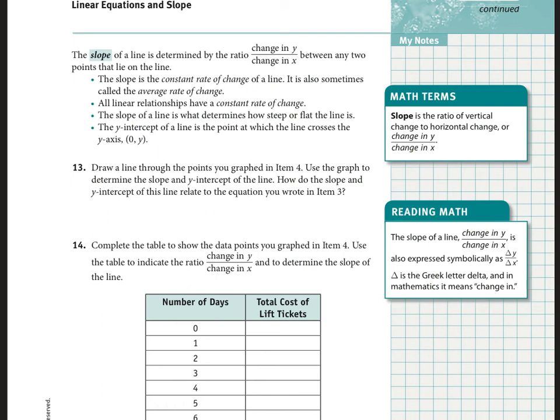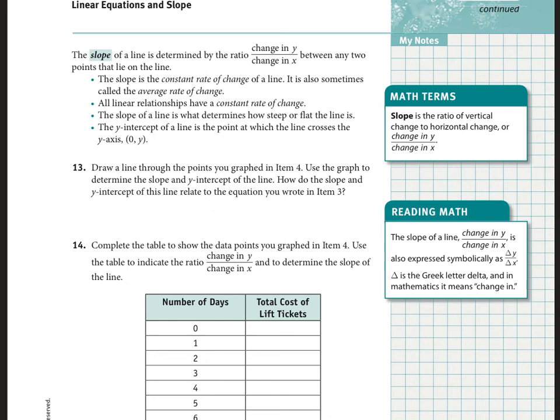So here's where they formally define what we've been talking about. The slope of a line is determined by that ratio between any 2 points on the line. The slope is a constant rate of change. It's also sometimes called the average rate of change. When you get way down the road in pre-calculus and calculus, you'll talk about that a lot more too. So all linear relationships have a constant rate of change. If the graph of some data is a line, it's going to have a constant rate of change. The slope of a line is what determines how steep or flat the line is. If the slope is a larger number, the line's going to be steeper, and we will see all of this stuff.